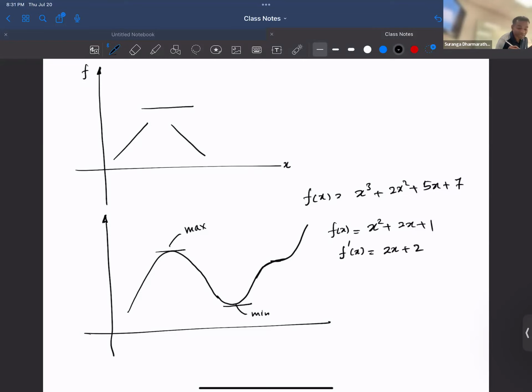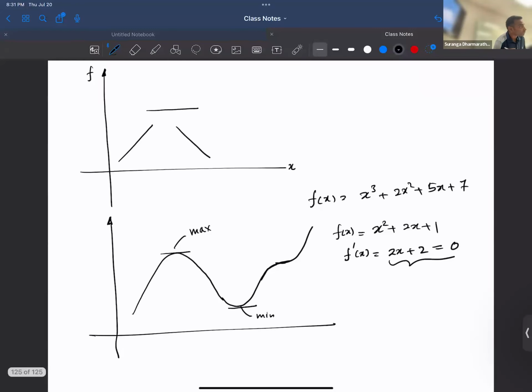0. Oh, good. Now this is the equation, right? So where does f prime of x go to 0? At which x value? When you solve this equation, 2x plus 2 equals 0, you get x equals -1. So at x equals -1, the graph has a maximum or minimum or saddle point. If the derivative goes to 0, that means it should have one of these, right? So how would I make sure whether this is the maximum, minimum or saddle point? How do I do that?